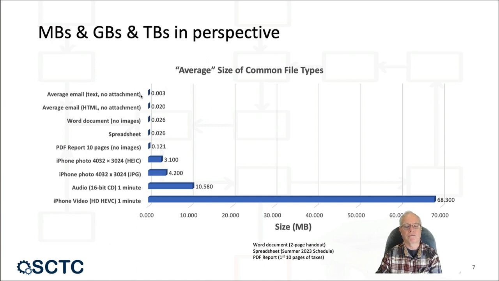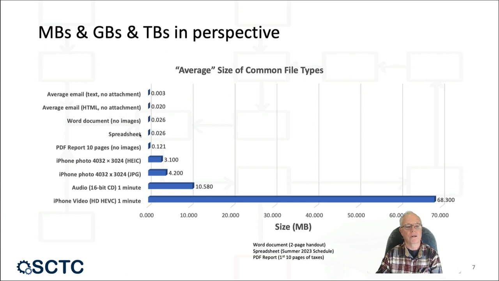An average email, which is just plain text, which is actually fairly rare today, is 0.003 megabytes. That's 3,000 bytes or 3 kilobytes. An email that's made out of HTML, which is generally how email is sent today, is larger because it has more characters. While you don't usually see those characters because they're used for formatting, they're still in the email nevertheless. An average HTML email is about 20 kilobytes.